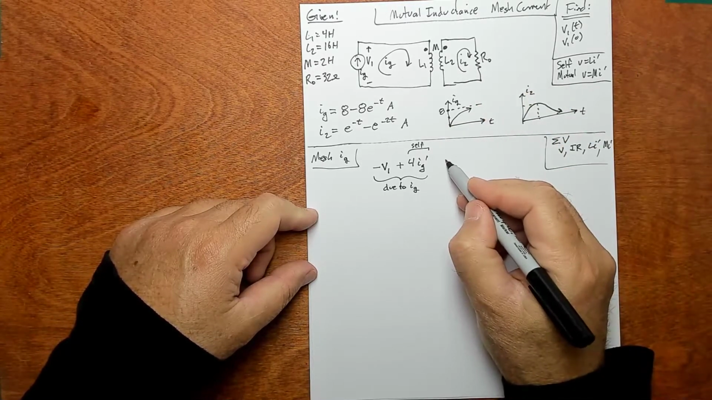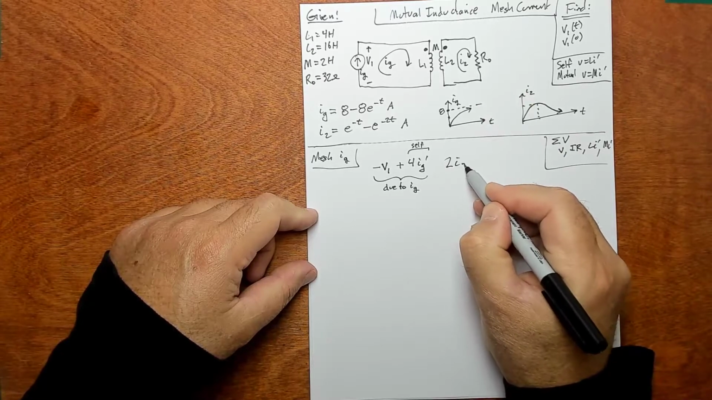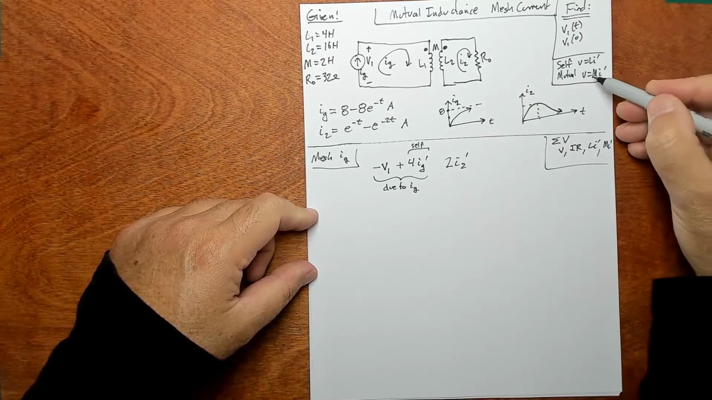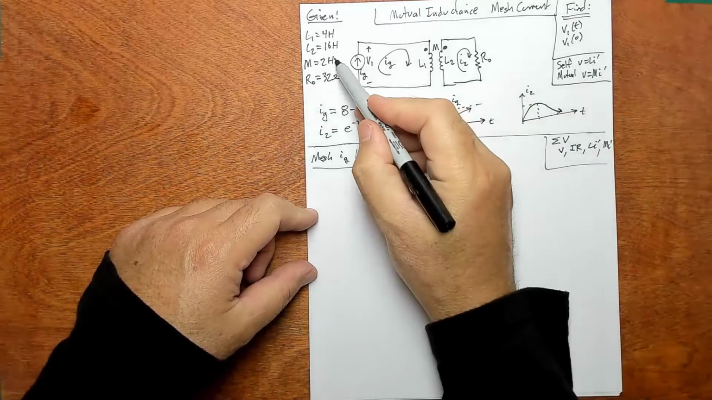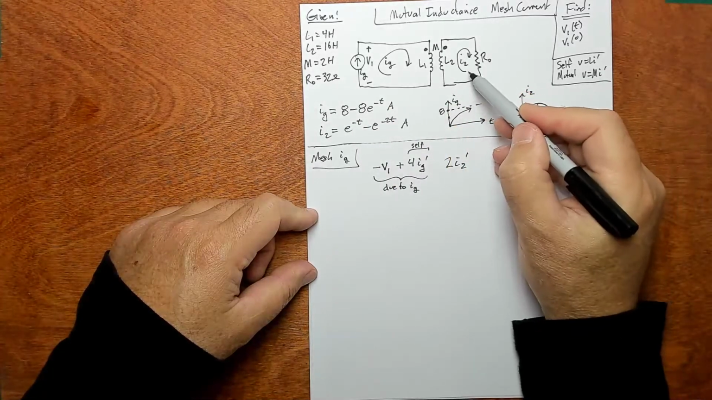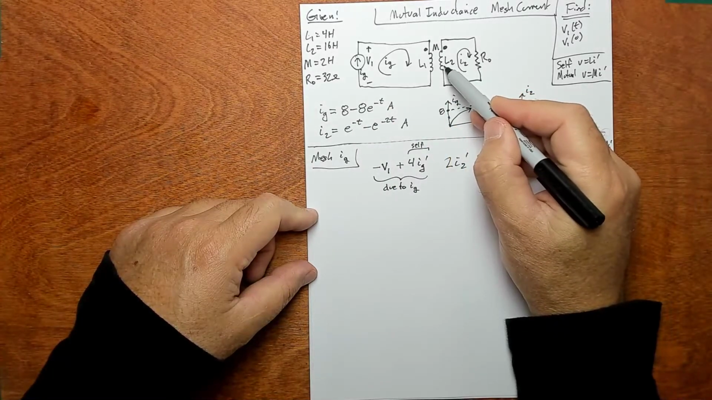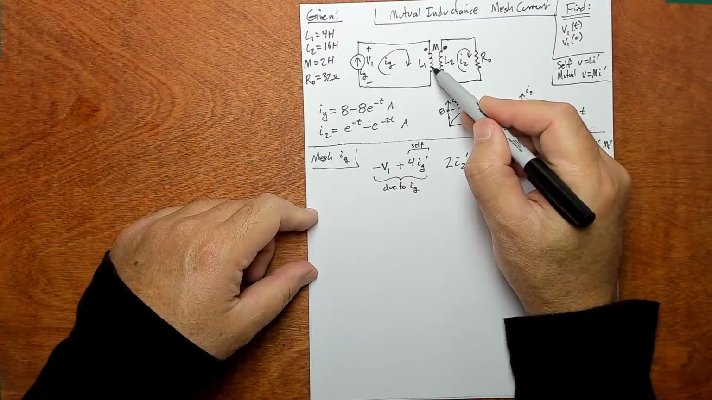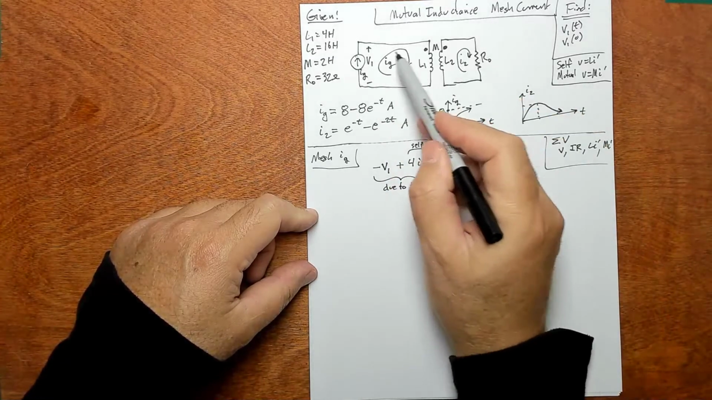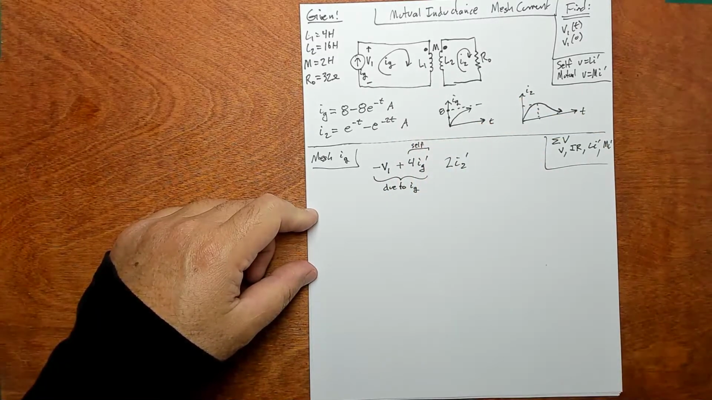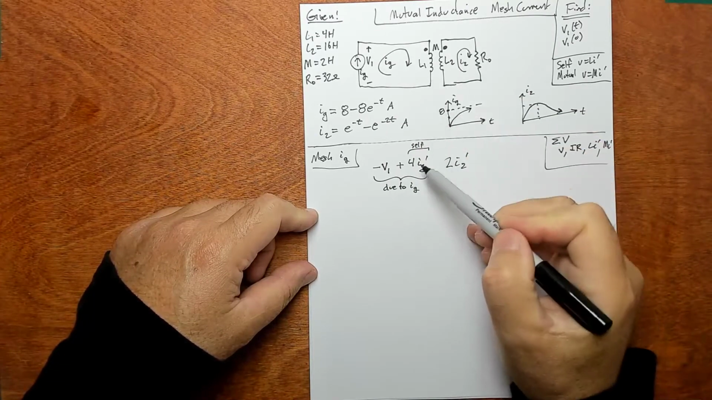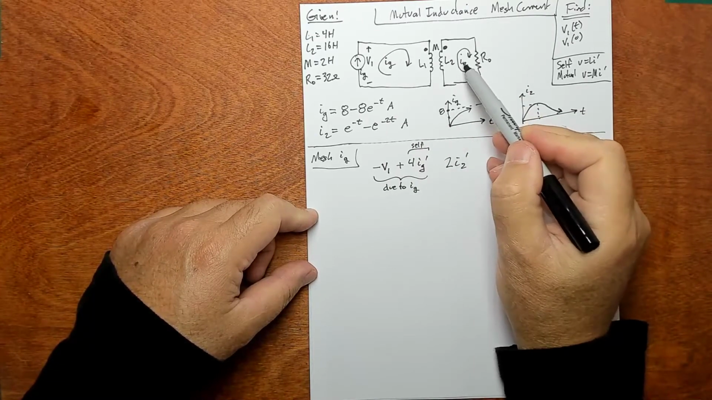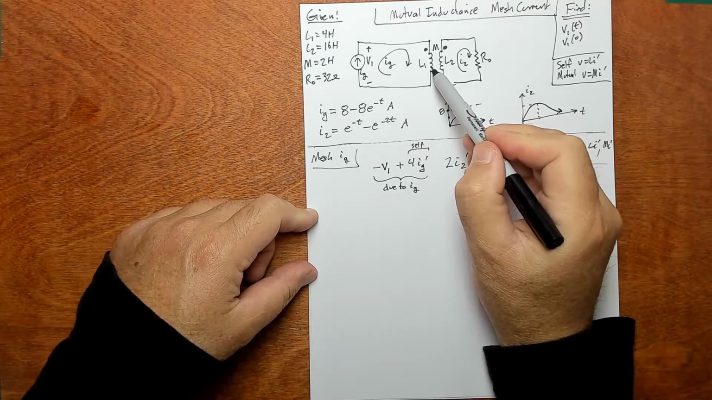So it's going to be 2I2 prime. M is the mutual inductance, and I2, the current in this inductor, is going to induce a voltage in this inductor. And what we're doing is summing the voltages around this loop. So we need the self-inductance here, and then we need the mutual inductance from this current inducing a voltage over here in this loop.